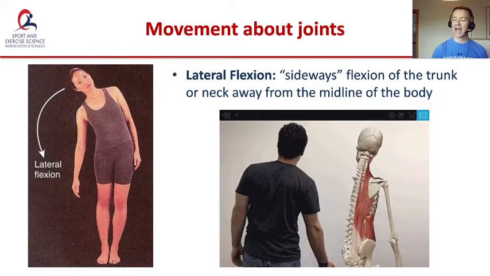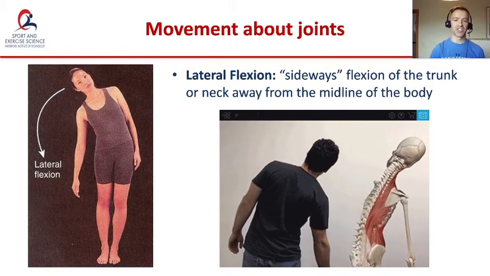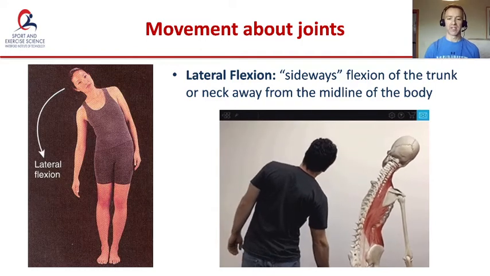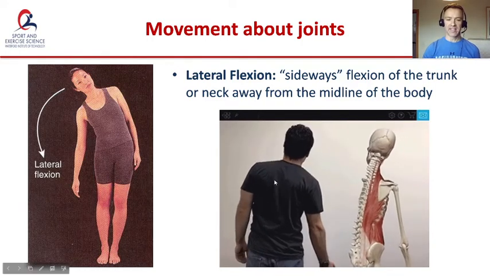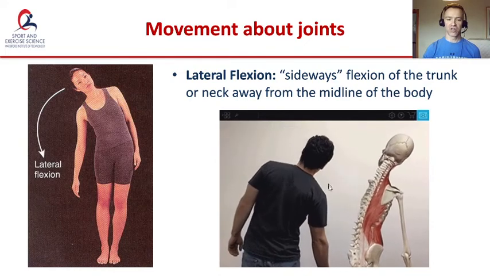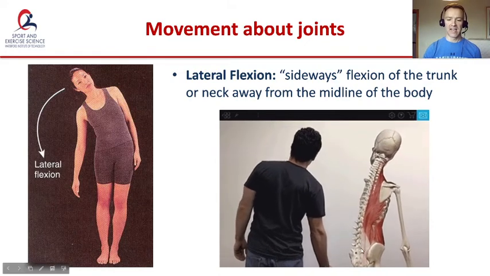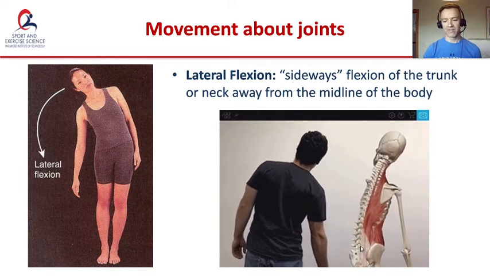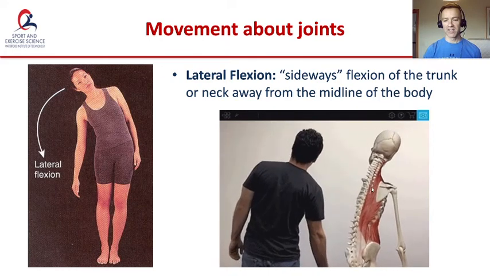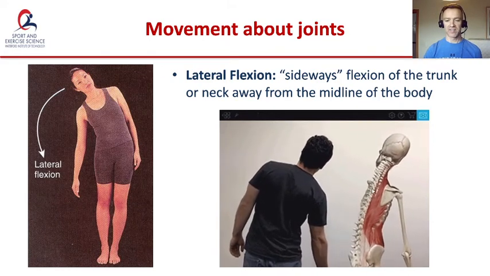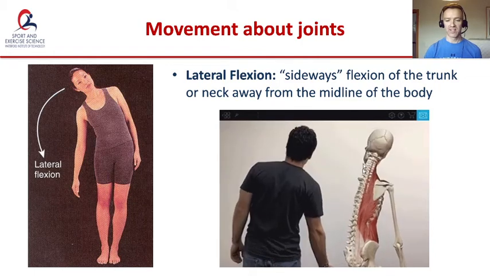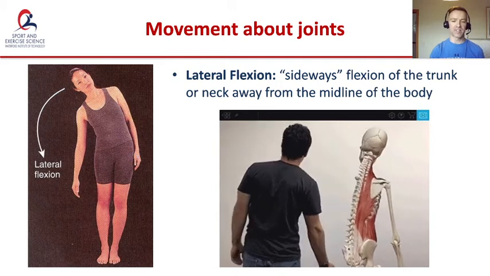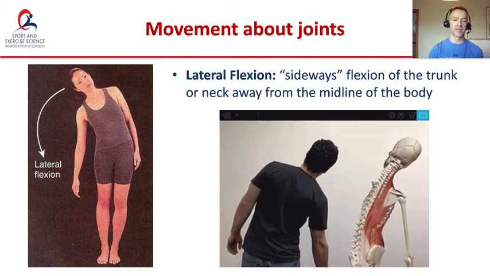There's also a different type of flexion known as lateral flexion, which is a sideways flexion, typically of the trunk or neck away from the midline of the body. So we can see here this guy is laterally flexing his trunk. That's a kind of movement that is occurring at all of the joints up along the vertebral column at once. It's not a single joint like your elbow or your shoulder. That's movement that is facilitated by movement at multiple joints all along the spinal column there. Lateral flexion, sideways flexion of the trunk or the neck away from the midline of the body.